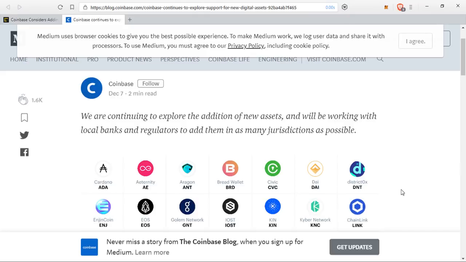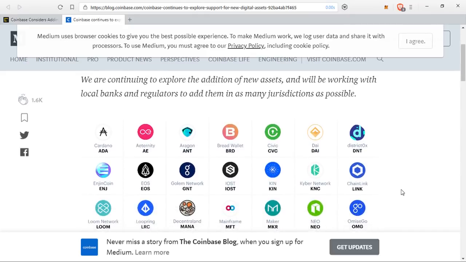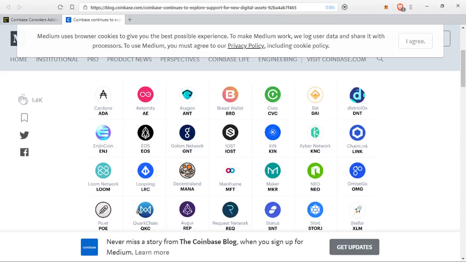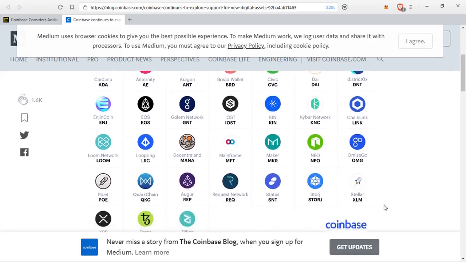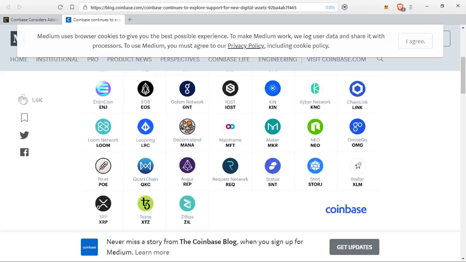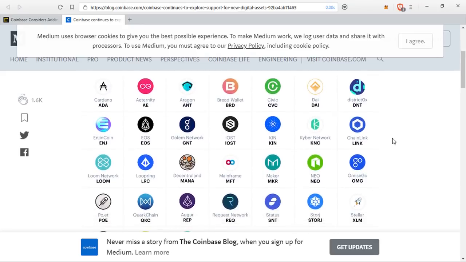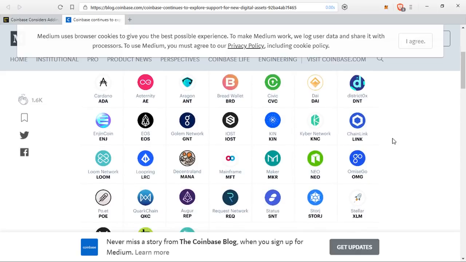Kyber Network, Chainlink, Loom Network, Loop Ring, Decentraland, Mainframe, Maker, Neo, Omisego, which I'm also really excited about, Poet, QuarkChain, Augur, Request Network, Status, Storage, XLM, and yeah, of course, XRP, Tezos, and Zilliqa. These are, if I'm not mistaken, some of the almost exact same coins that they were talking about for their custody platform. Not surprised by any of these coins here.